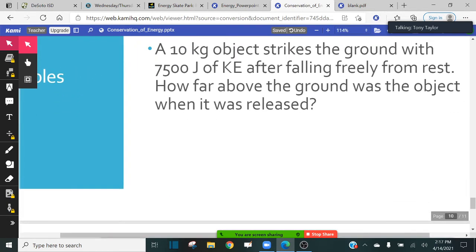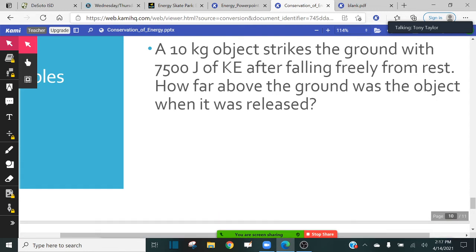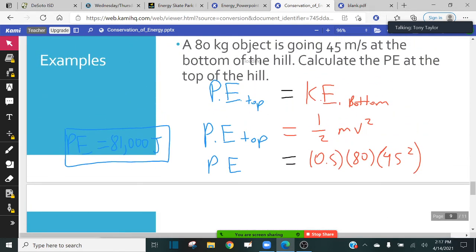So look at this one right here. It says a 10-kilogram object strikes the ground with 7,500 joules of kinetic energy after falling freely from rest. How far above the ground was the object released? If you take an object and drop it from some height, what we know is by the time this object reached the very bottom of its path, it had 7,500 joules of kinetic energy.